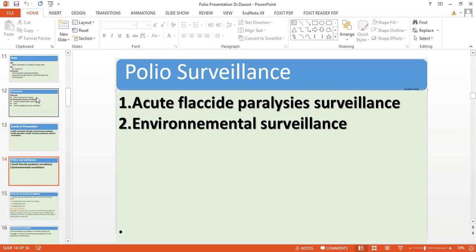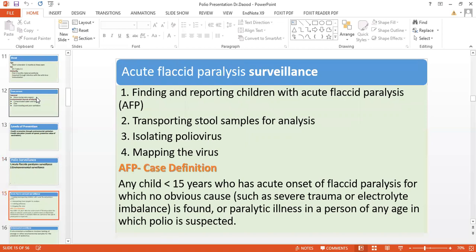Then we talk about the polio surveillance. Two types of surveillance are being carried out for its prevention. First is acute flaccid paralysis surveillance, and second is the environmental surveillance. Acute flaccid paralysis surveillance, AFP surveillance, is the finding and reporting of children with acute flaccid paralysis and transporting the stool samples for analysis and isolating the virus, and then the mapping of the virus in that particular geographical area.